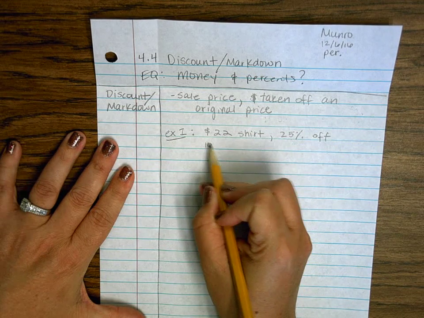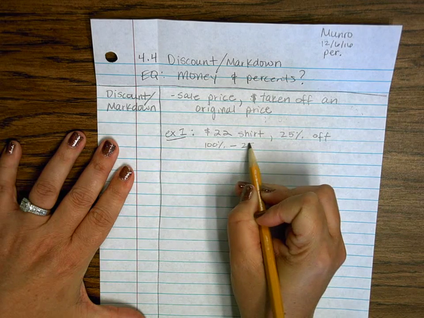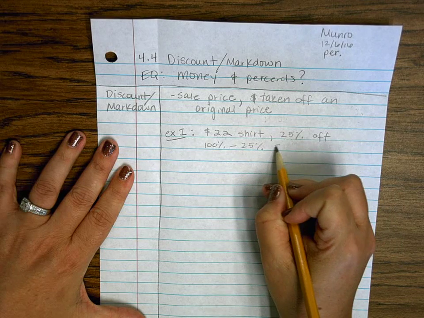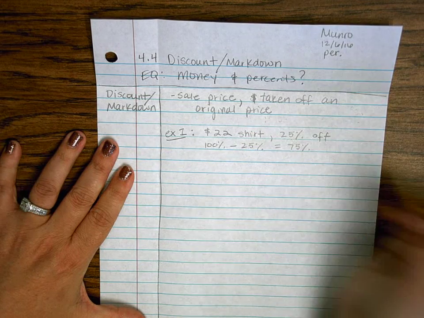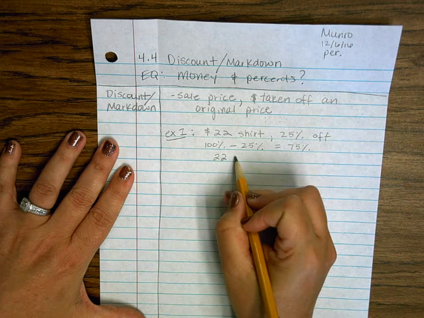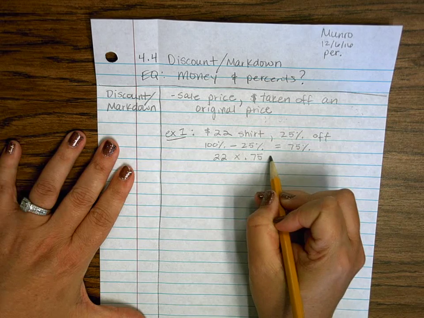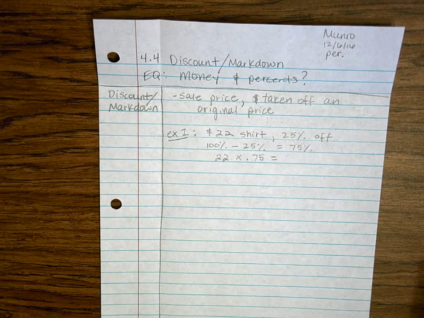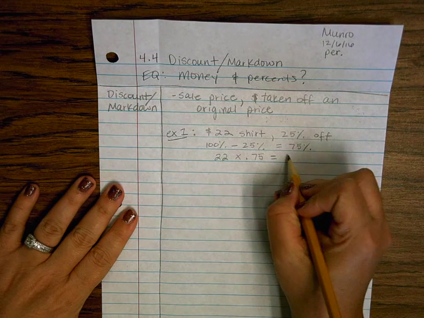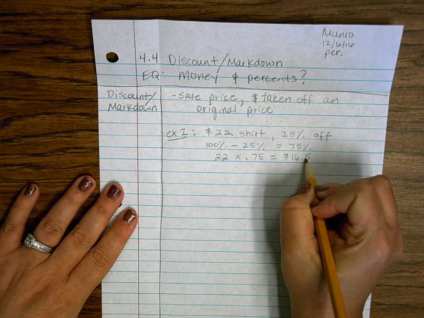So we take 100%, we subtract 25%. This is the stuff you would do in your head, right? You wouldn't have to really do this in your calculator. And that equals 75%. So the shortcut is to just subtract from 100%. And then you take your $22 shirt and you multiply that by 0.75 instead of doing 0.25. So what that's saying is you're going to pay 75% of that original price. Does that make sense to you guys? Okay, 25% off, or you're going to pay 75% of that original price. And that works out to $16.50.